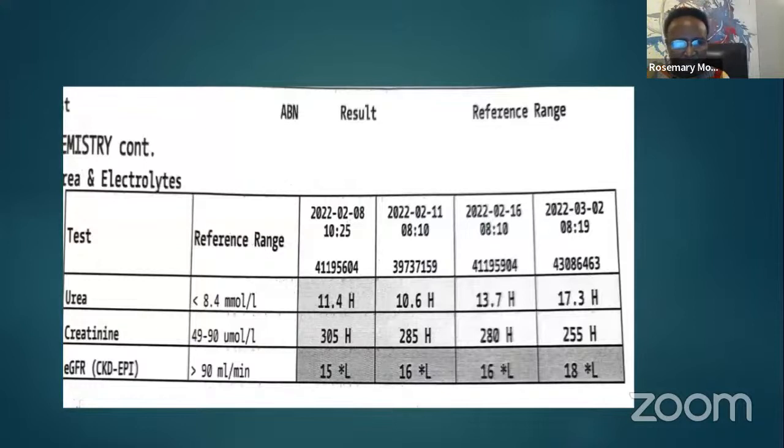So could this be underlying chronic kidney disease with a component of acute kidney injury added to the problem?